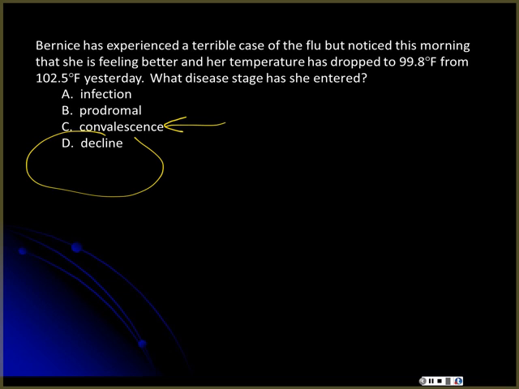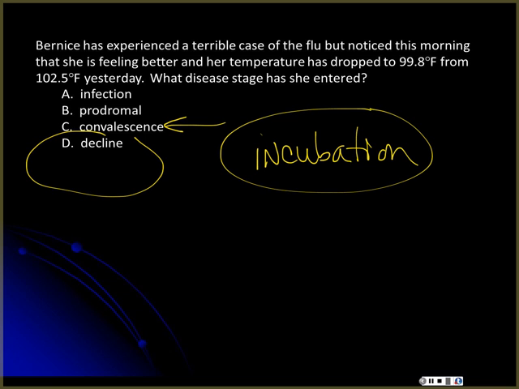What are our disease stages? What's the first one? You get exposed. The microbes are growing inside you, but you don't know, you don't feel sick yet. You don't know that it's there. What's that one? Incubation period. And that varies tremendously from disease to disease. Different microbes have very different incubation times.